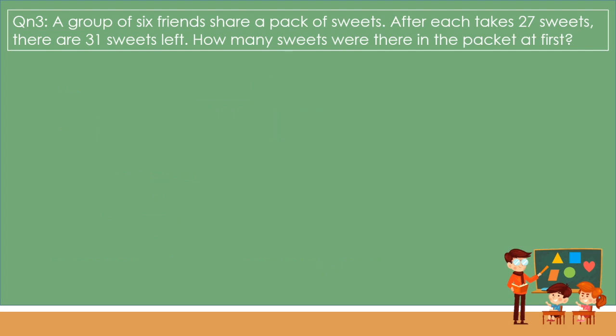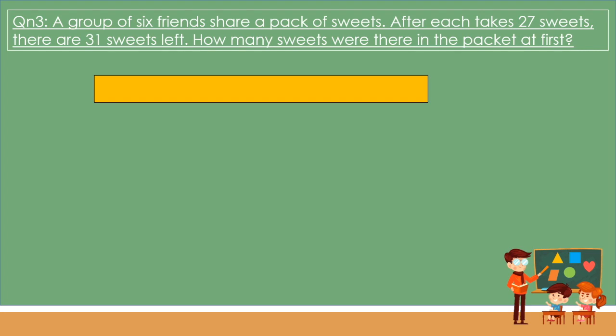Question 3. A group of 6 friends share a pack of sweets. After each takes 27 sweets, there are 31 sweets left. How many sweets were there in the packet at first? So let's draw a large rectangle to show the packet of sweets.